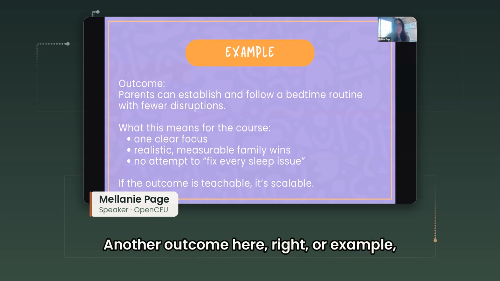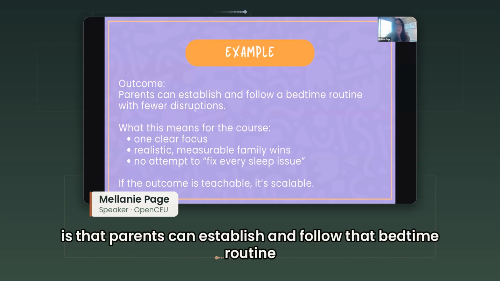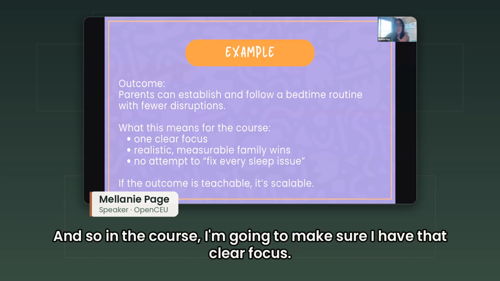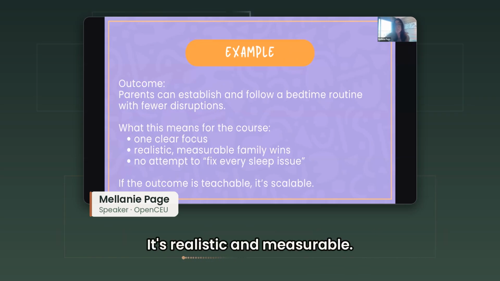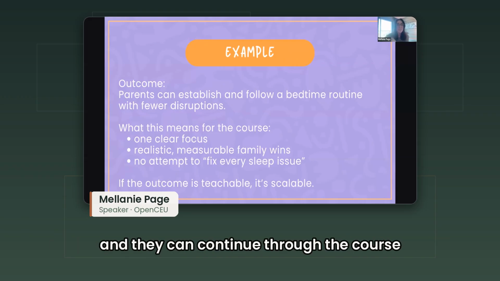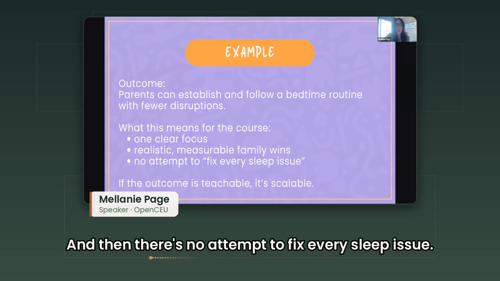Another outcome example here is that parents can establish and follow that bedtime routine with fewer disruptions. And so in the course, I'm going to make sure I have that clear focus. It's realistic and measurable, so the family knows when they're getting these wins, and they can continue through the course because they want to achieve that outcome. And then there's no attempt to fix every sleep issue.